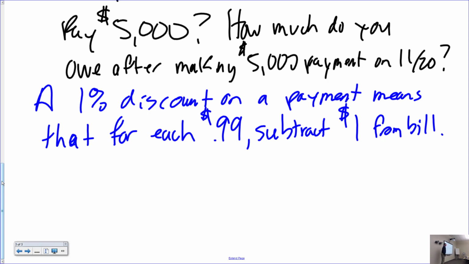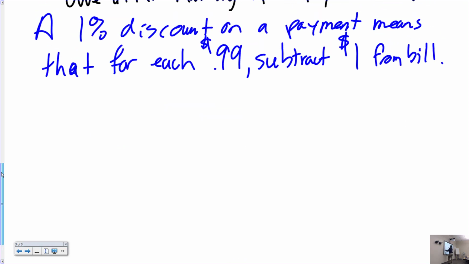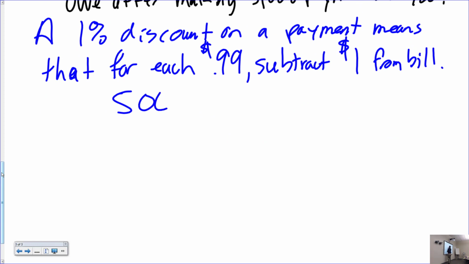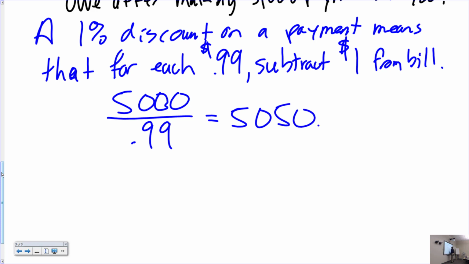How do you divide 5,000 into 99-cent piles? So you divide 5,000 by 99 cents, and you get 5,050 with the repeating 50. 5,000 divided by 0.99 is 5,050. And then what happens afterwards? The 50 cents is repeating.